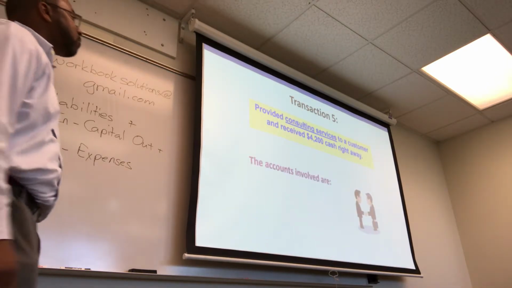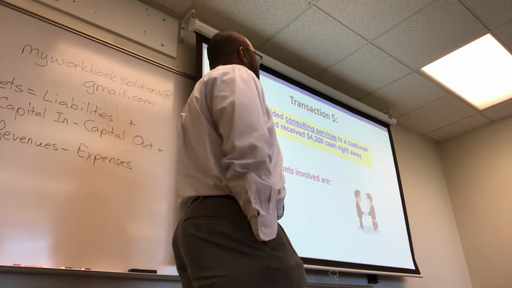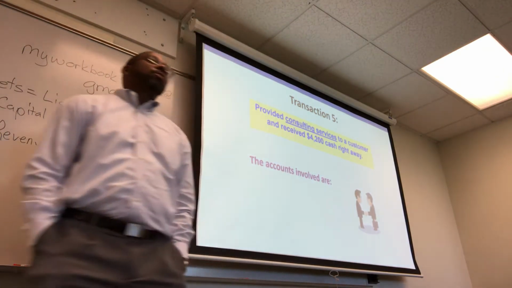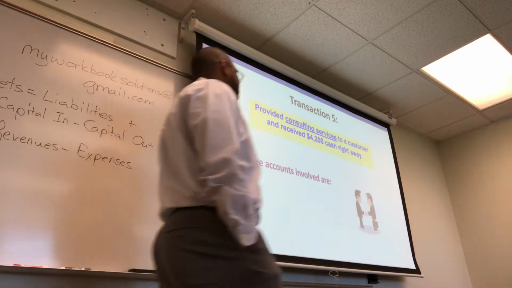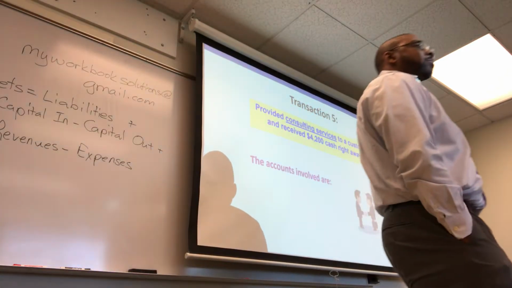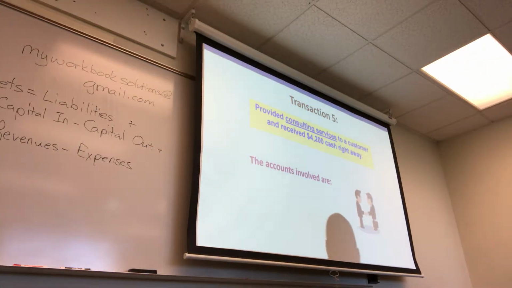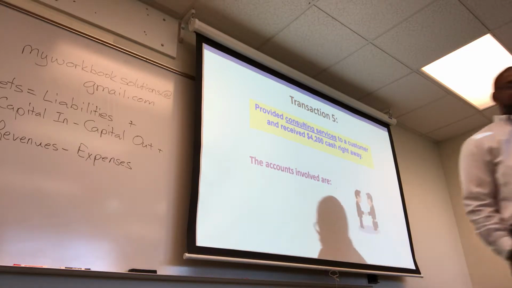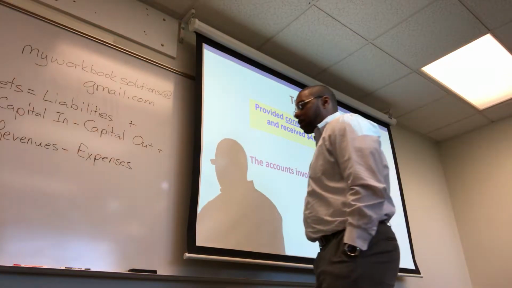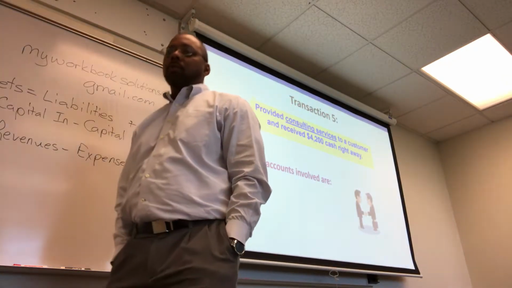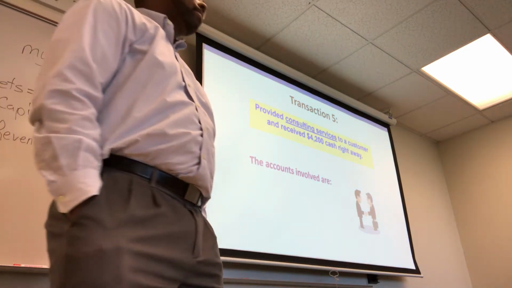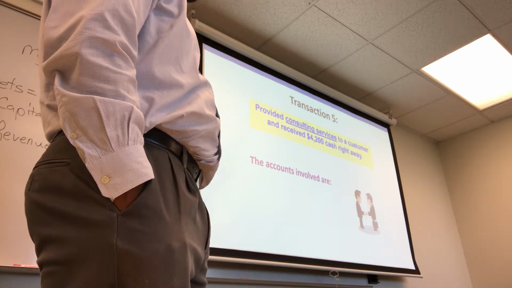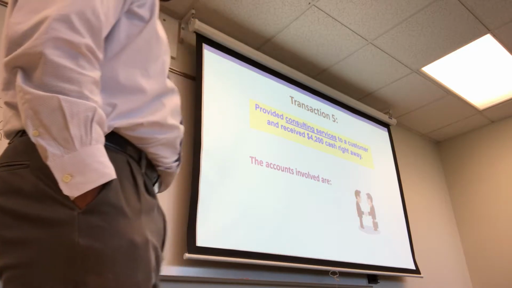Okay, so transaction number 5. We provided consulting services to a customer and received $4,200 cash right away, right? Cash, what type of account is that? An asset, right? Did we increase or decrease the amount of cash we had in the company? Increase.